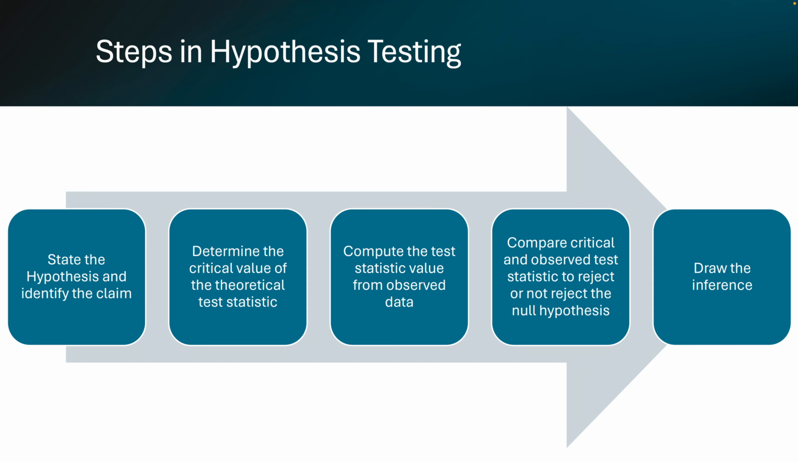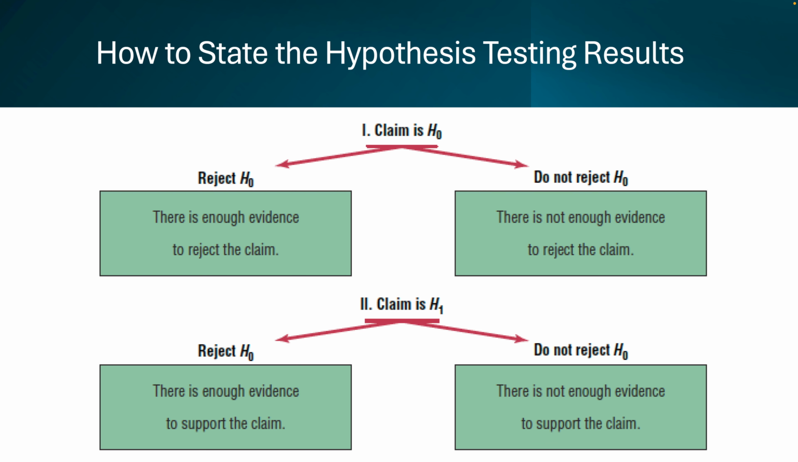Based on the rejection or non-rejection of the null hypothesis, we can draw the inference about the population parameter. The inference is always stated in very specific technical wording. If the claim is H naught, the null hypothesis, and if there is no evidence to reject the claim in the sample, we say we do not reject H naught, or there is not enough evidence to reject the claim.